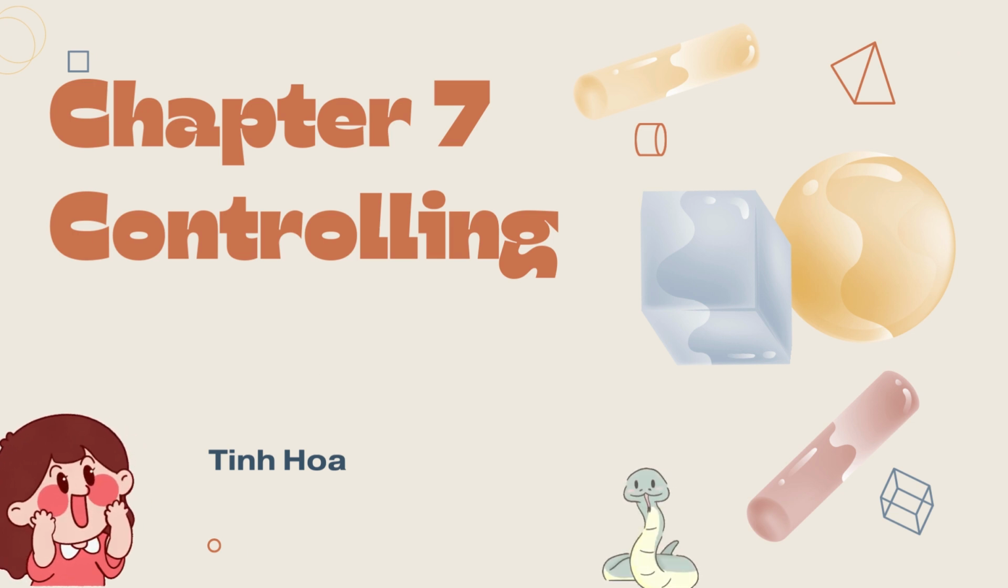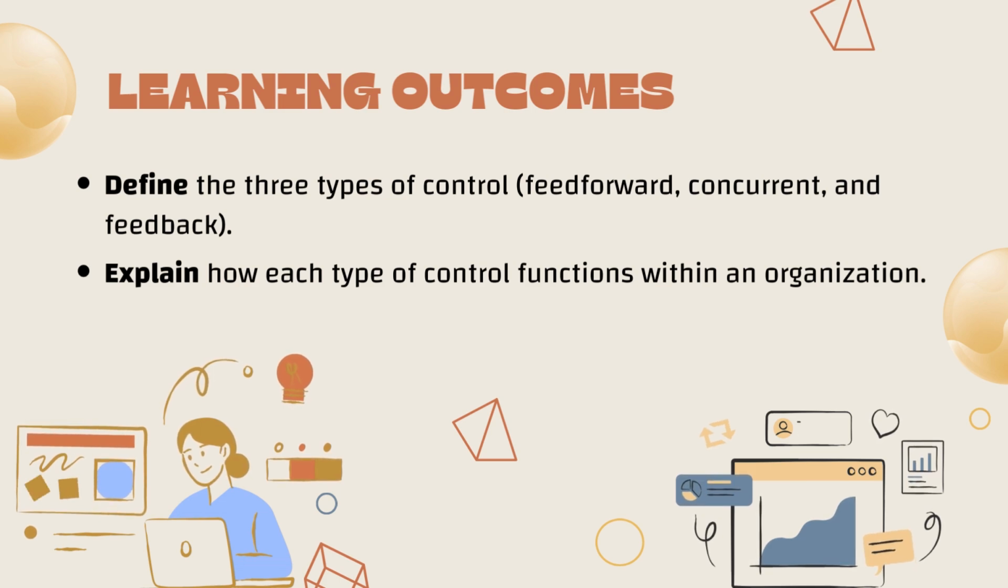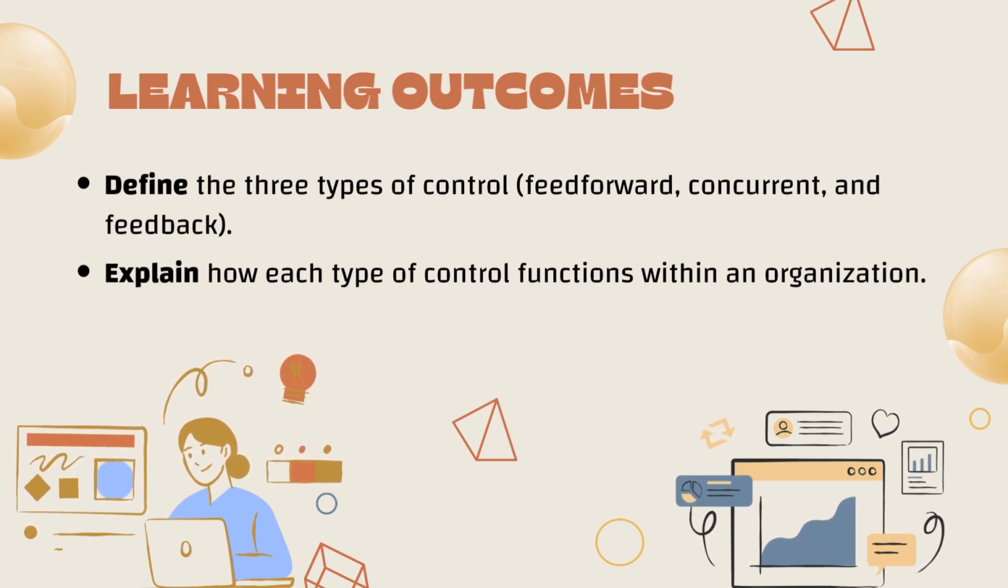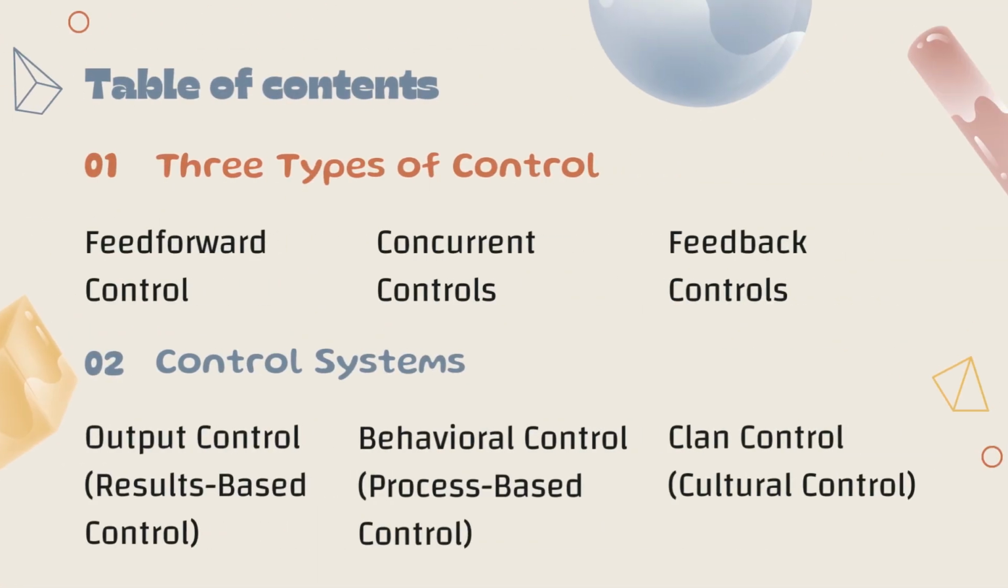Let's dive in. After studying this chapter, you should be able to define the three types of control: feed-forward, concurrent, and feedback. Explain how each type of control functions within an organization. Before we dive deeper into the lesson, let's take a look at the main points.